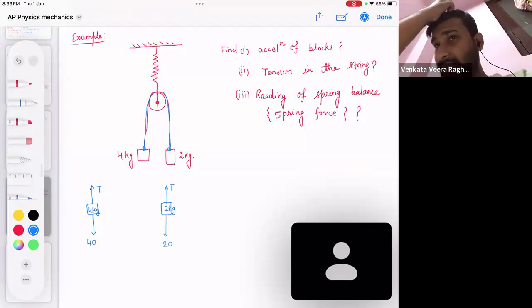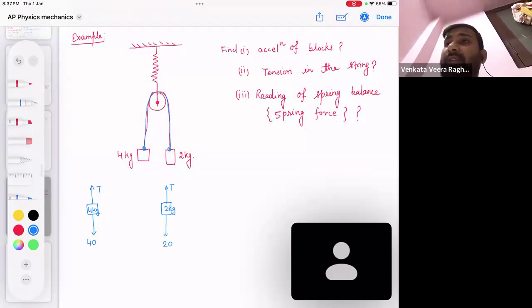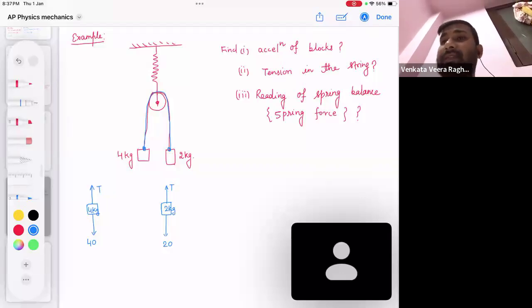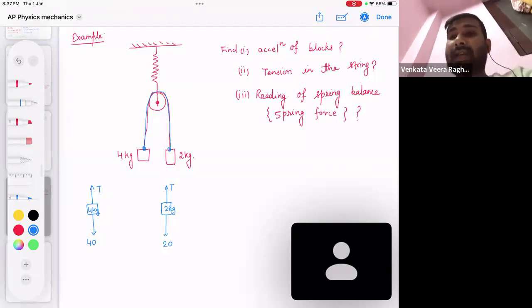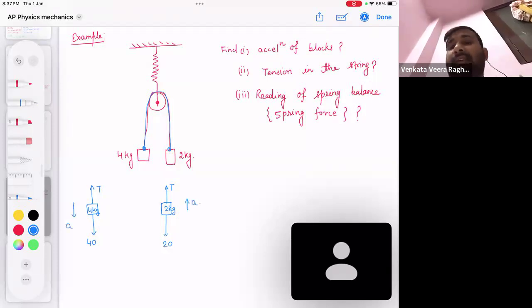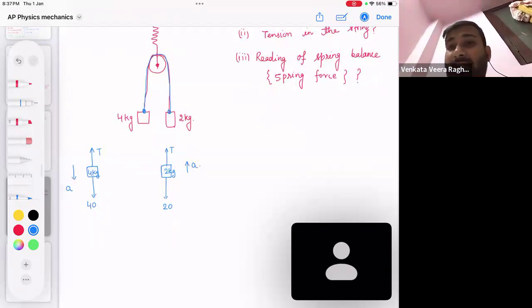Please tell me, clear up to this? Why did we take the same tension throughout the string? Because we got the string as an ideal one, and we got the pulley as ideal. So that's why on both sides of the pulley the string has the same tension. So now if you write the equation, what will you get? Here acceleration is A and here acceleration is A. So tell me, what is the equation?